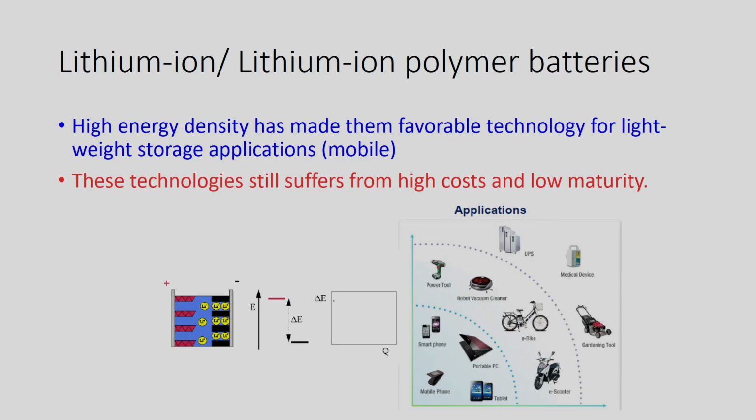And if we talk about lithium ion and lithium ion polymer batteries, as we can see from the Ragone charts, that high energy density has made them a favorable technology for lightweight storage applications like mobile communications. Okay. And these technologies still suffer from high cost and low maturity. Okay. So, this is the reason why these cannot be used in solar research or solar photovoltaic applications. So, as you can see, there are many applications of lithium ion and lithium polymer batteries. So, e-bikes are there, scooters are there, gardening tools, tablets, mobile phones, everywhere these lithium ion batteries are used.